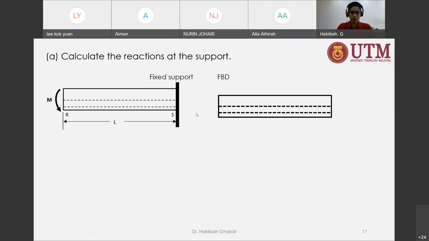So this is my free body diagram. I have the concentrated moment applied at the free end, and I will reveal my support reactions. The fixed support will prevent it from moving upward. It will prevent it from moving to the left and right. It will also prevent it from rotating. So now we need to find all these support reactions: Sy, Ms, and Sx.